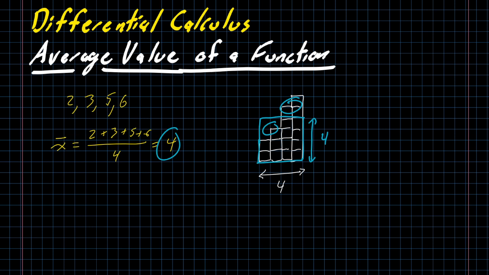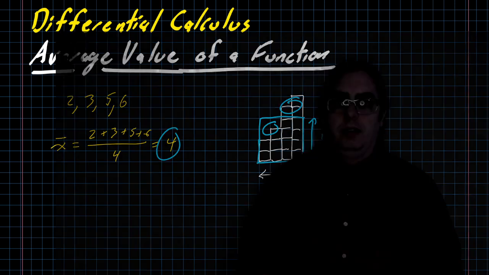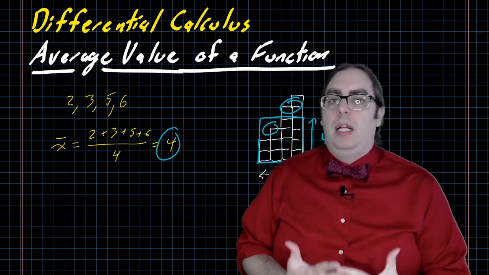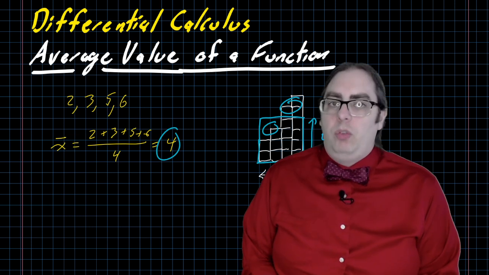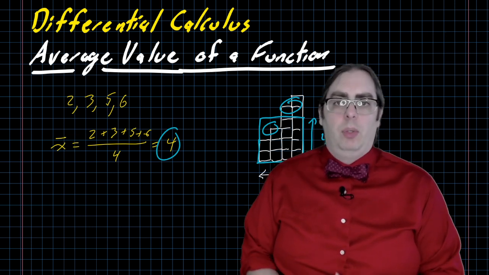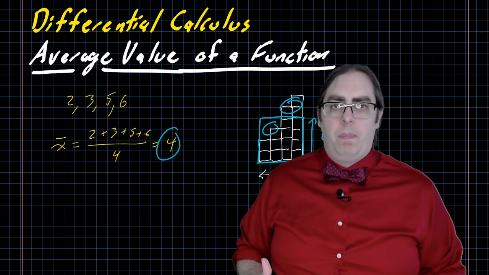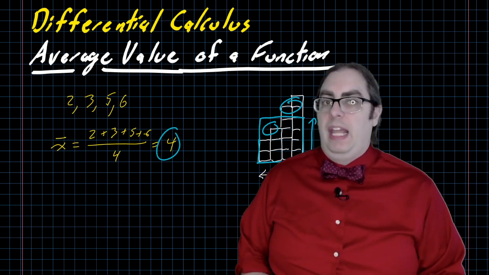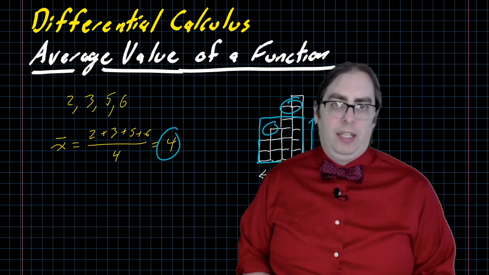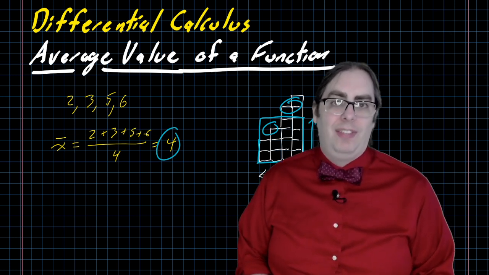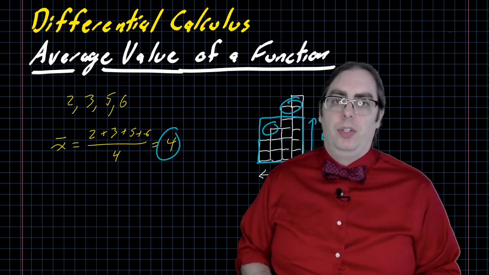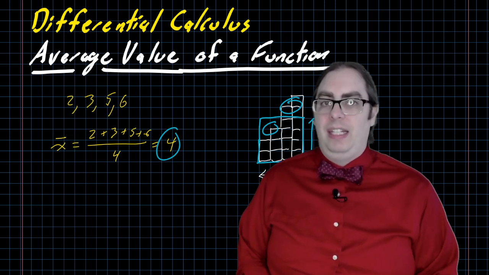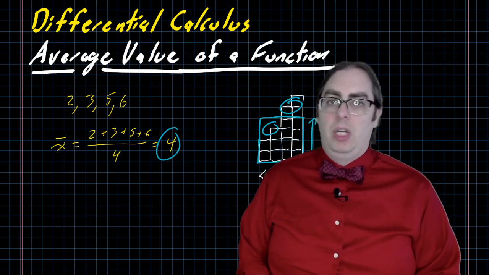That's the way I want to think about things when it comes to the average value of a function. There we go. One of the ways we can interpret the average value is find the area, turn that area into a rectangle, and figure out the height of the rectangle. The rectangle that has the same area as the area under the curve has the height of the average value of that curve.